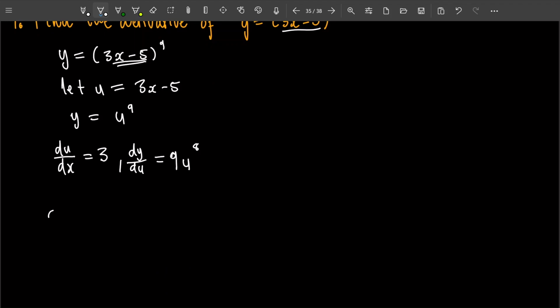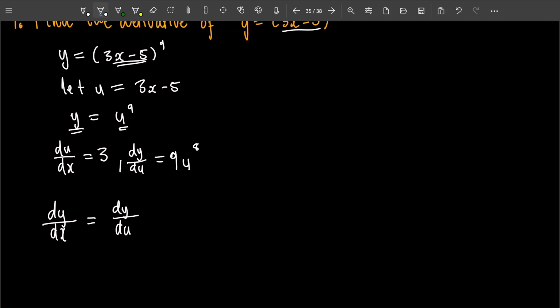I could now say dy/dx is equal to dy/du, which I found, the derivative of y with respect to u, because y is depending on u. When u gets a value, then it's raised to the power of 9.